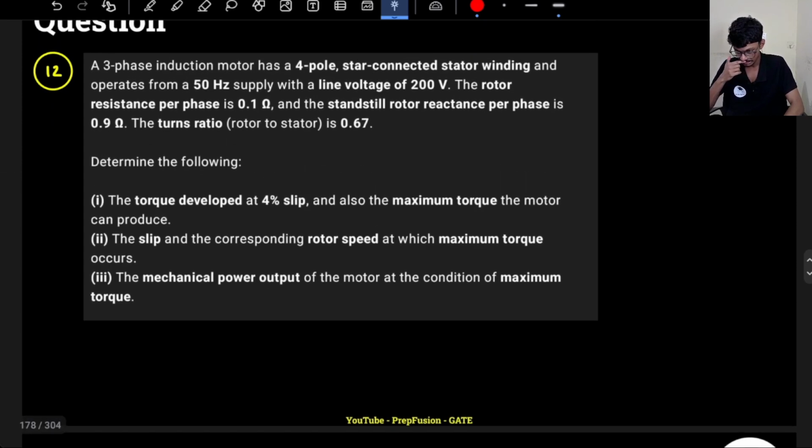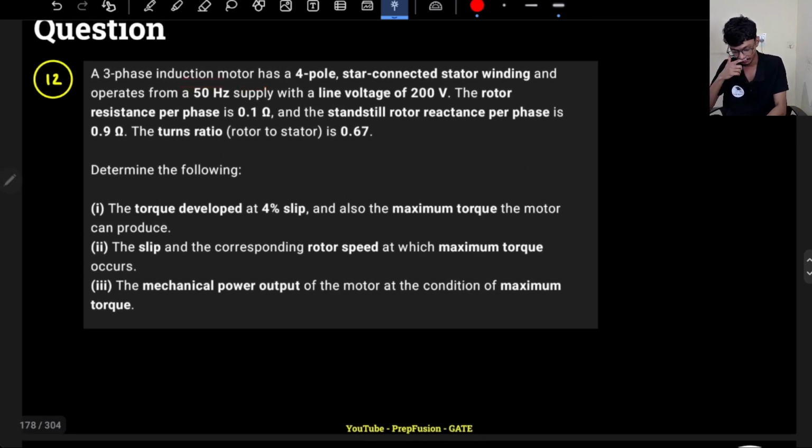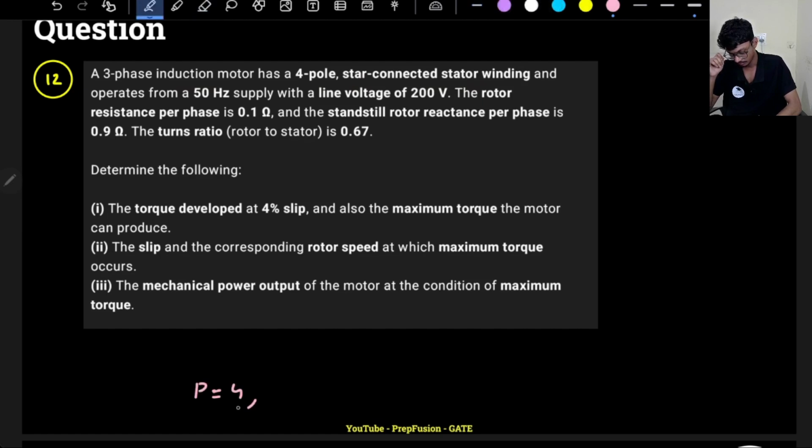So this is the next question. A 3-phase induction motor has a 4-pole star connected stator winding. So my number of poles is 4. It is star connected. It operates at 50 hertz.